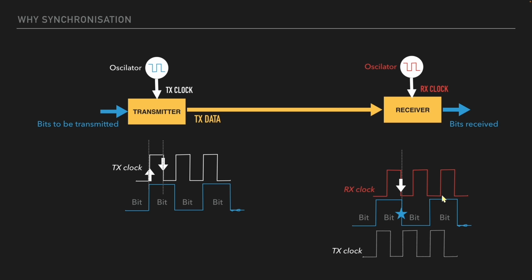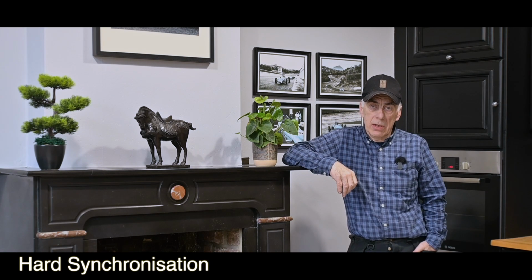That is why we need to have synchronization on the bus, so that the oscillators on all the CAN devices are in sync with each other. And there are two ways of doing this. The point here is that all CAN bus controllers must have their oscillators synchronized with each other for proper transmission and reception of data over the CAN bus. We have two types of synchronization: hard synchronization and soft synchronization.